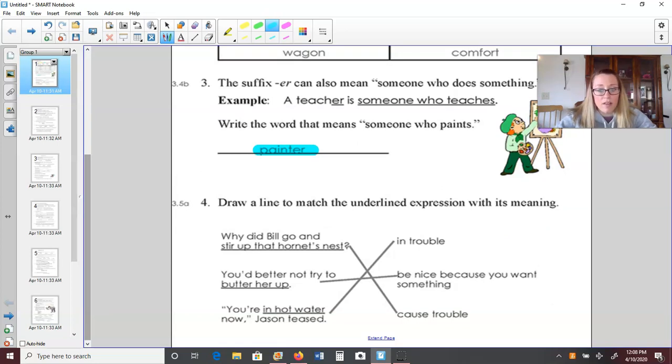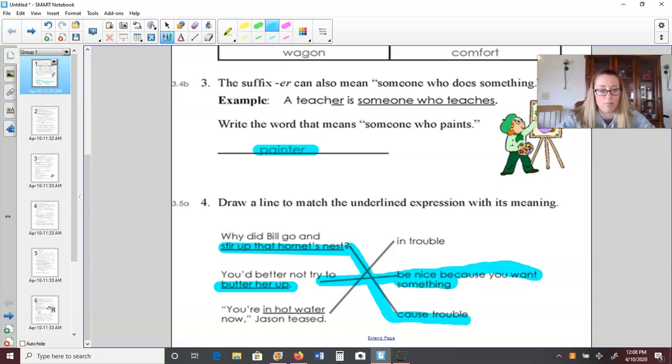All right, number 4, draw a line to match the underlined expression with its meaning. So why did Bill go and stir up that hornet's nest? Well, that doesn't sound like a good thing. That means you're trying to cause trouble, right? Stirring up a hornet's nest would cause some trouble for sure. You'd better not try to butter her up. Does that mean in trouble, or to be nice to someone because you want something? I think you could see that it means to be nice to someone because you want something yourself. Butter her up. You're in hot water now, Jason teased. To be in hot water means to be in trouble. So hopefully you're not in hot water at home with your parents. She got a lot of days left to go.